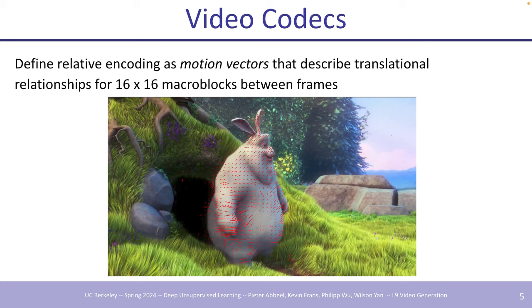Because there's nothing really happening in the surrounding scenery that's static. So it's probably the big rabbit doing something. It's probably moving his arm up a little bit because there's more motion around his arms, and maybe tilting his body a little bit.